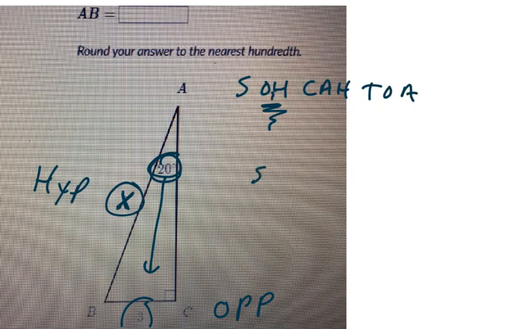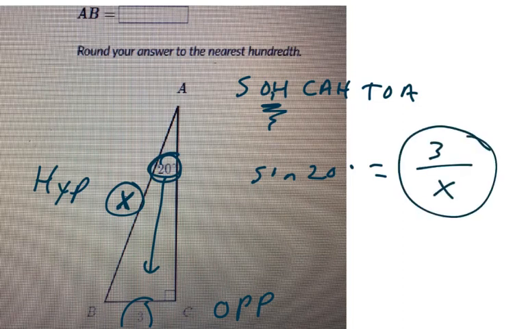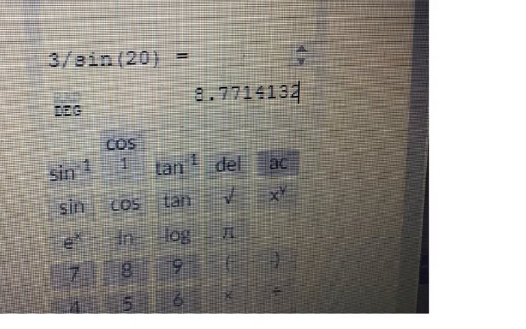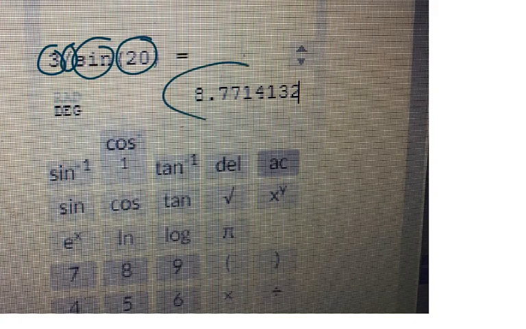So, the sine of 20 degrees equals the opposite over the hypotenuse. See how it's upside down? What am I going to do? I'm just going to switch these when it's upside down. So X equals 3 over the sine of 20. In other words, I'm going to do 3 divided by sine 20. Here we go. 3 divided by sine 20 is this.